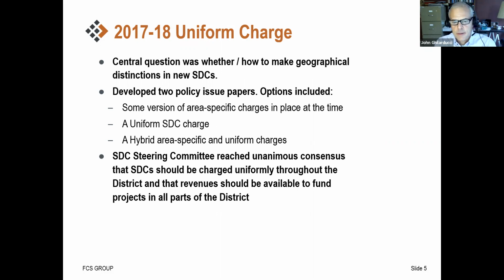This was a major question in our 2017-2018 work. We looked at the pluses and minuses of removing those geographic distinctions and approaching things uniformly. It was a unanimous consensus that the district go forward and look at things uniformly as it pertains to system development charges. The main reason is that it gives the district a lot more flexibility for spending money as it's needed throughout the district, without having these artificial buckets, I guess you could say, holding funds in those geographic areas.